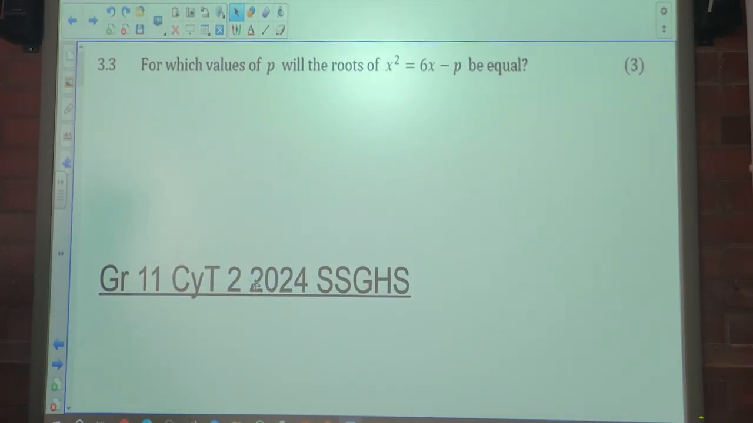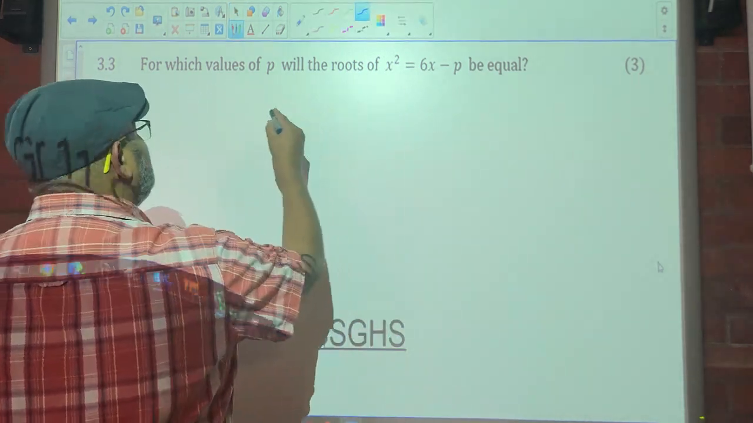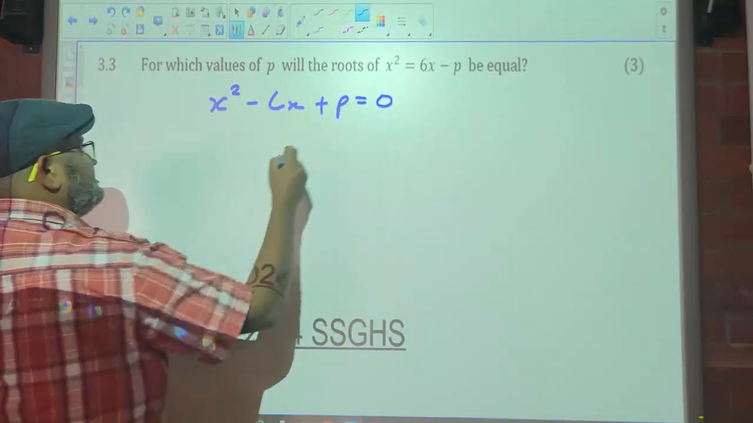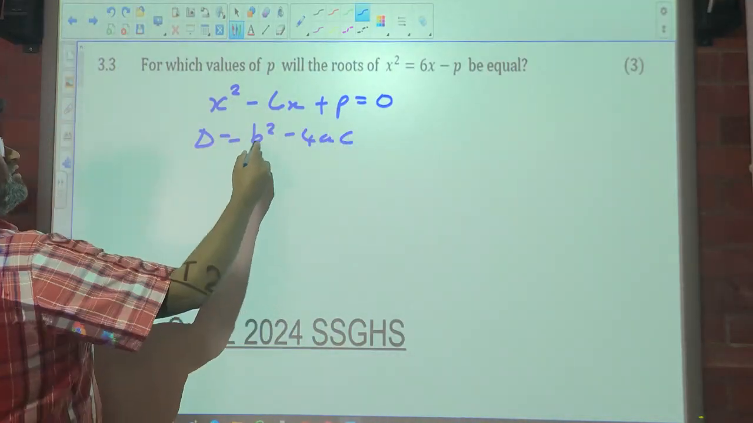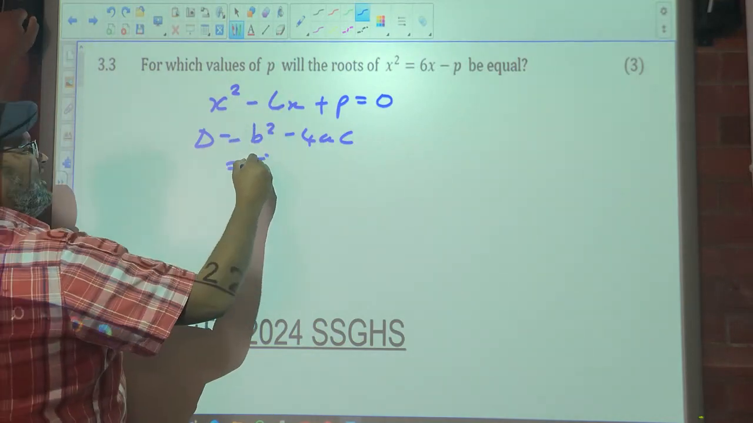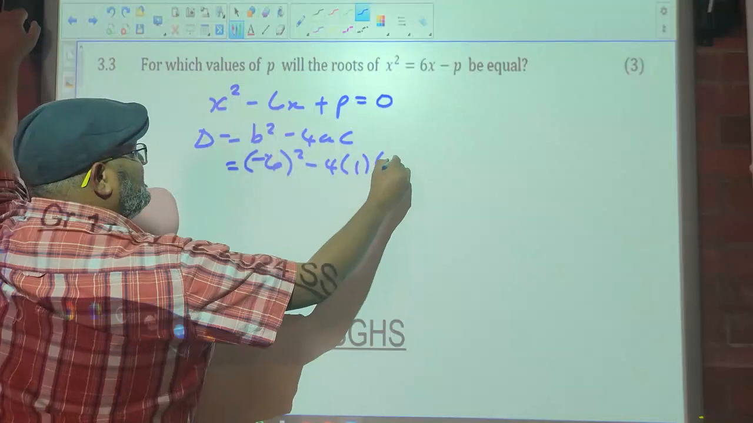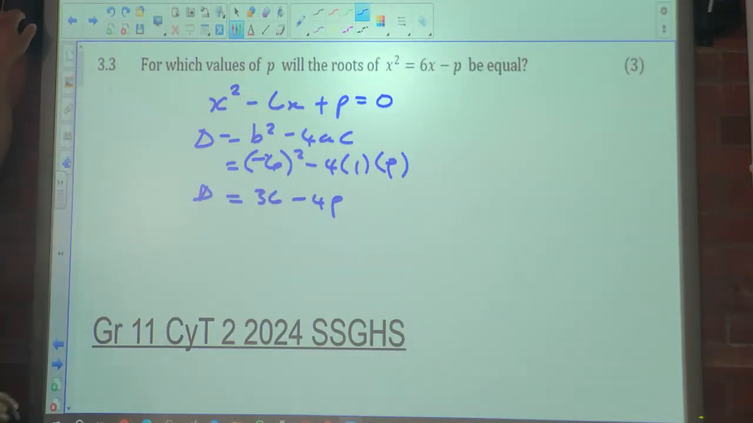For which value of p will the roots be real? Again, the roots are dependent on delta. Get it in standard form. So delta is b squared minus 4ac. What's your b value? Negative 6 squared minus 4. Your a value is 1 and your c value is p. So it's 36 minus 4p. So this is what delta is.